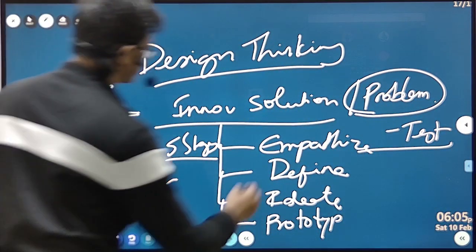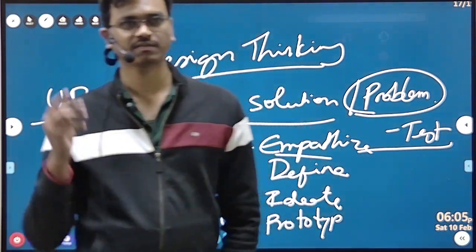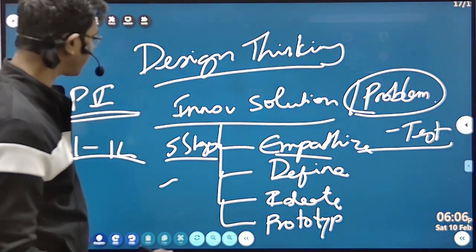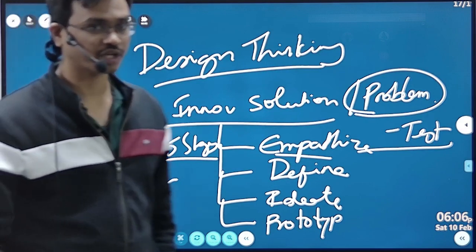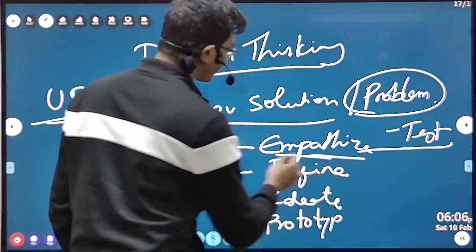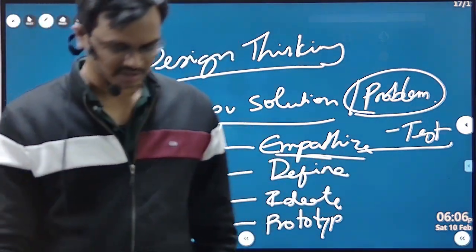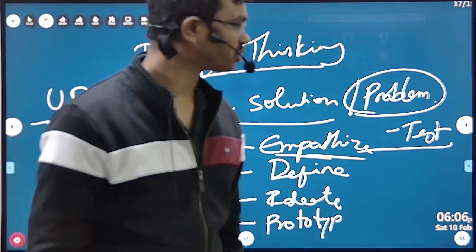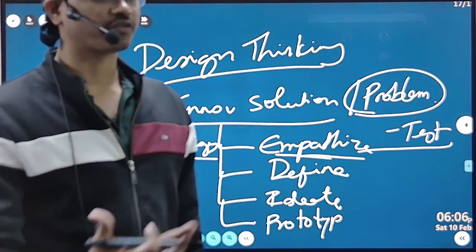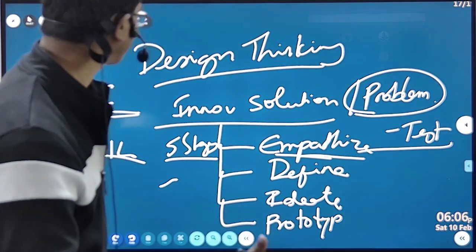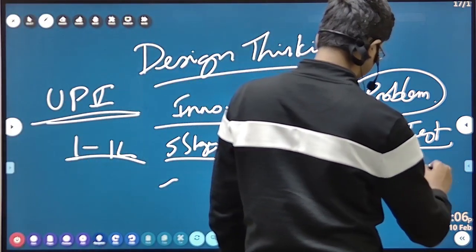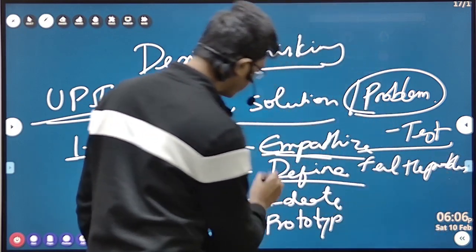So what is empathize? What does empathy mean? Exactly, empathy is stepping into one's shoes, looking at a problem from his point of view. So you have to empathize with your target customer. You have to get into his shoes and see, if I am a shopkeeper and I am having this problem, what is my problem? I have to take change, I might not have change. So empathize, feel the problem.